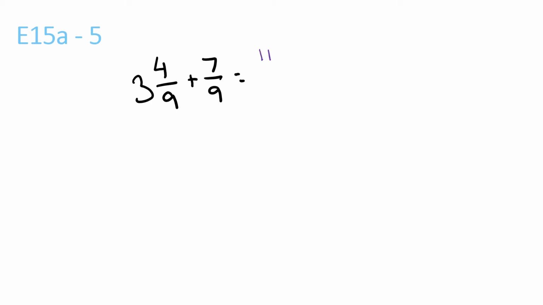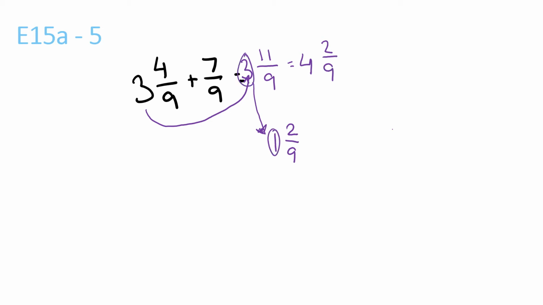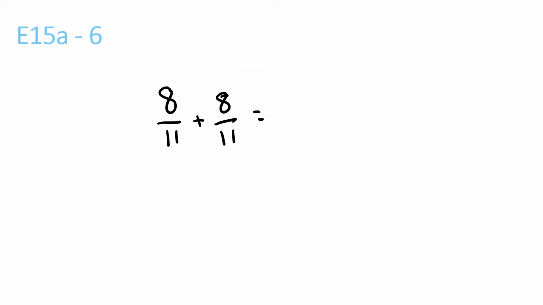4 plus 7 is 11, over, you've got to carry the 3 over, so 3, and the 9 stays the same, but you can reduce this more. You remember, you have to convert 11 over 9 to a mixed number. So it would be 9 goes into 11 once, remainder 2 over 9 because it stays the same. Now just add 3 to this, so it would be 4 and 2 over 9, because 3 plus 1 is 4 and 2 9s.